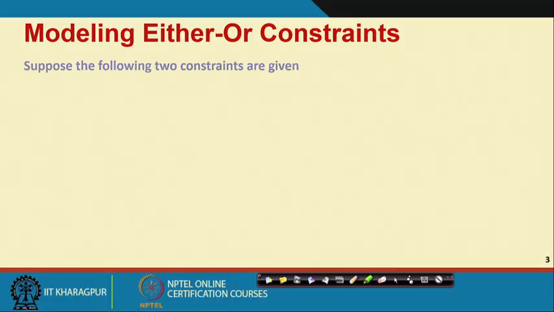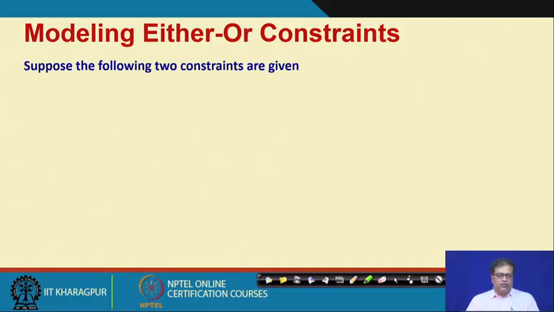Sometimes it happens that we have an integer linear programming problem where there is a series of constraints, but there are some constraints where either a given constraint has to be satisfied or the other constraint has to be satisfied. So, let us see what that problem is.